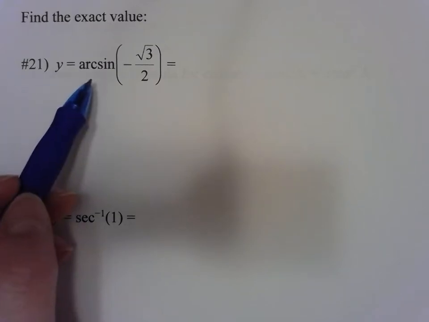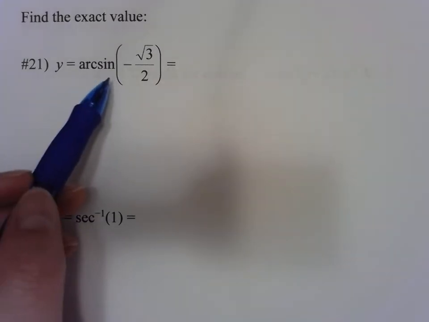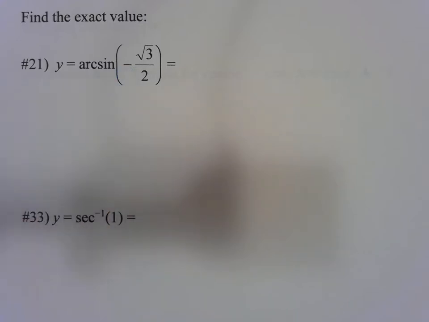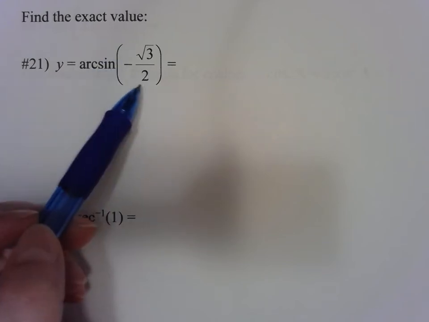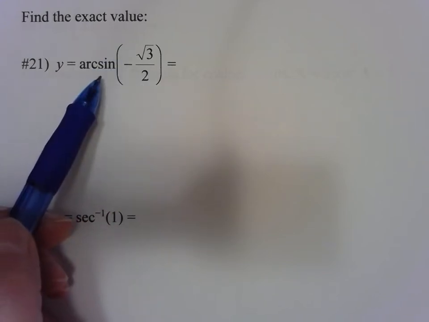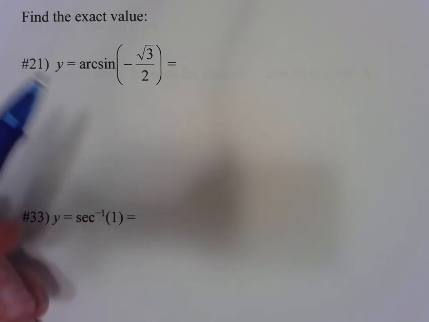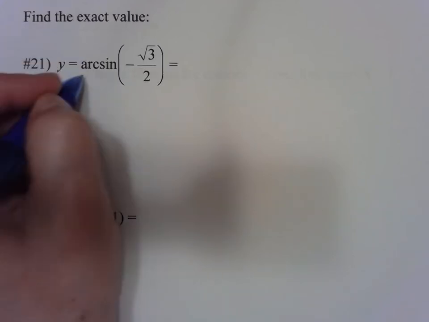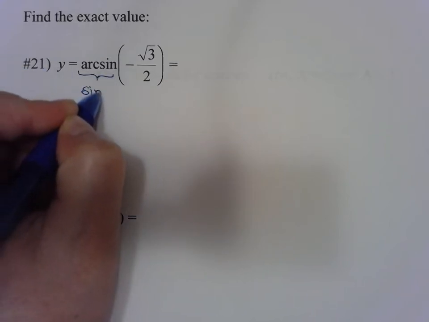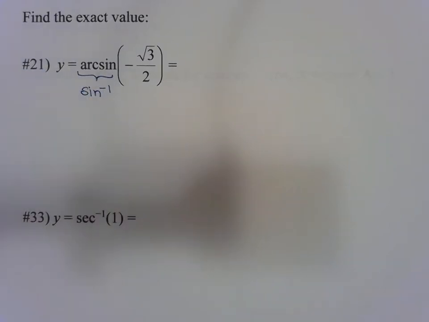We want to calculate the arc sine, or the inverse sine, of negative square root of 3 over 2. So basically that means we're looking for the angle whose sine value is negative square root of 3 over 2. This arc sine, I just wanted to give you a couple that are written both ways, is the same as the sine inverse. These are interchangeable.